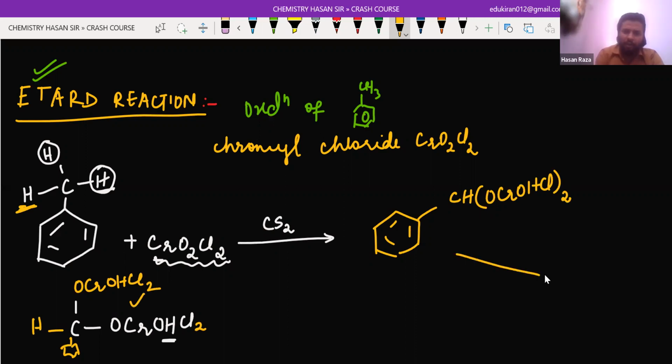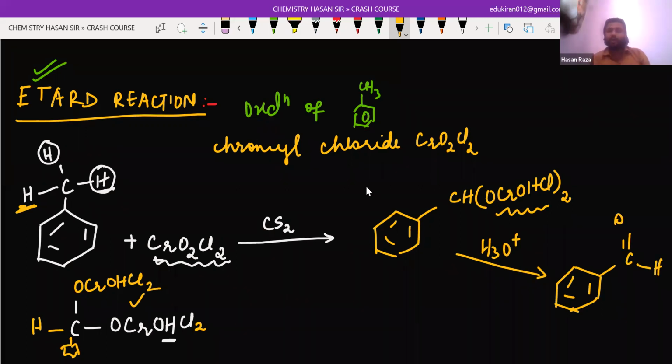And after this, you are going to do the hydrolysis. Then this group will be eliminated and oxygen will be added at that place. This is how you will get benzaldehyde, and this reaction is known as the Etard reaction. Again, I'm going to explain this. This is very easy and important. Two hydrogens of this methyl group will be reacting with this. So CrO2Cl2, I just wrote in a way, OCrOHCl2. Two hydrogens will be like this. So we can write this, and this is your chromium complex.